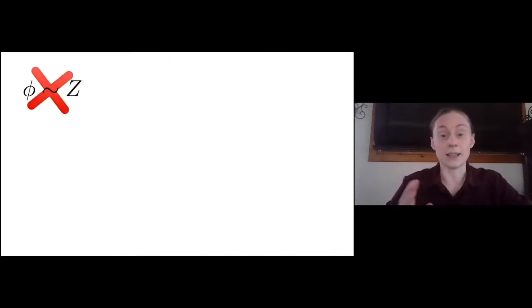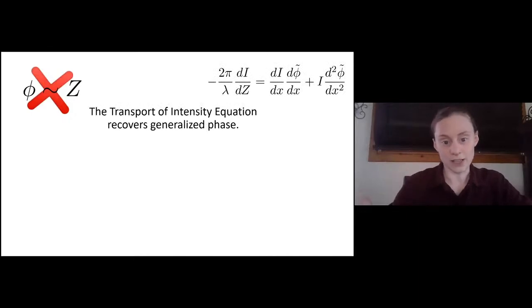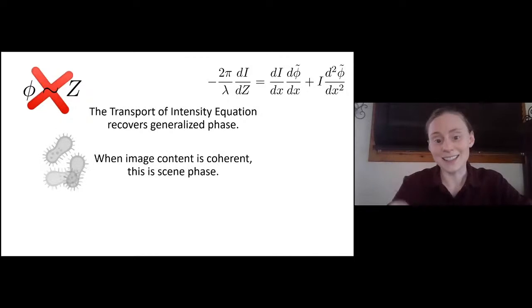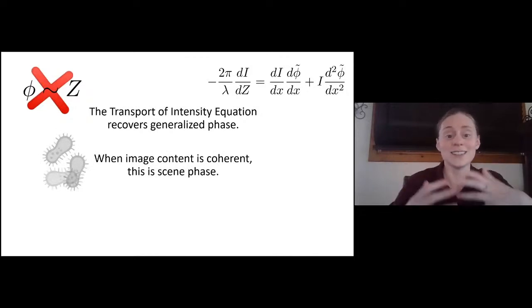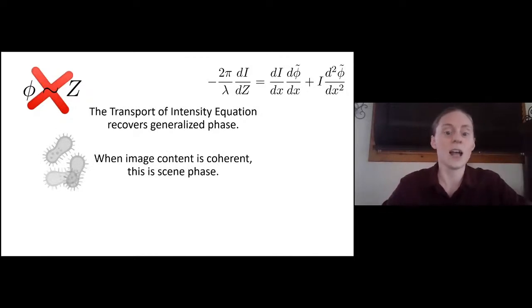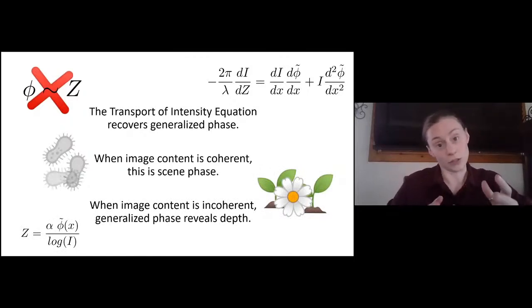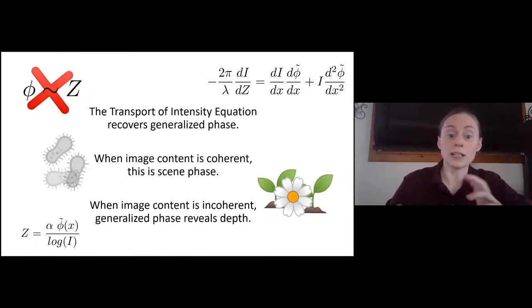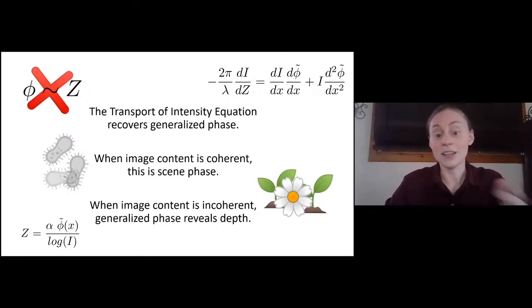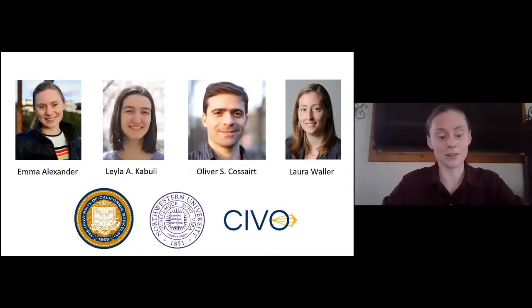So what we've learned is, rather than just interpreting phase as an analog to depth, there's this generalized phase quantity that's recovered by the transport of intensity equation. And when the scene content is spatially coherent, this generalized phase is identical to the standard definition of phase. But when all or part of the image scene is incoherent, we can reinterpret the generalized phase as a depth measurement by correcting for image brightness. This shows that depth from defocus in photography can be seen as a special case of phase retrieval methods in microscopy. So thank you for listening, and thanks also to my collaborators.